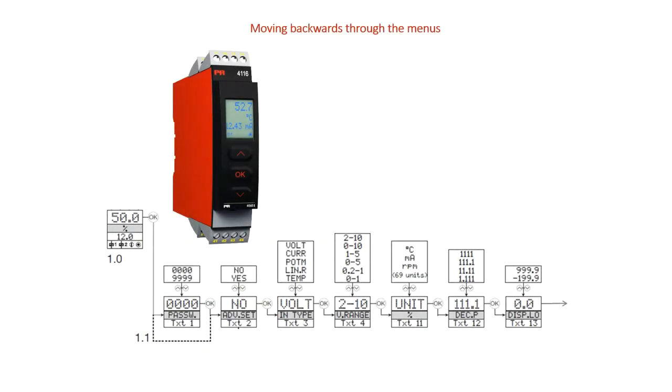Here are some configuration tips. You can go backwards through the menus by simply holding down the OK button until you reach the desired previous menu. Then press the arrow buttons to make a selection within that menu.